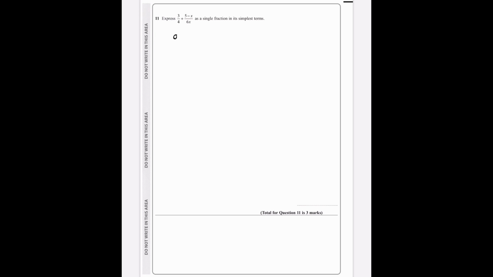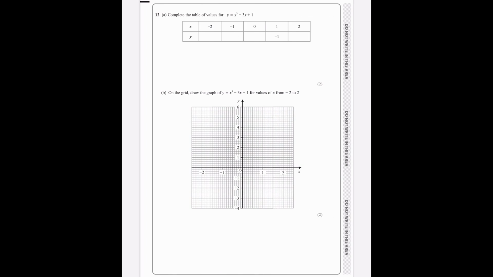Question 11, the lowest common multiple of 4 and 6x is 12x, so that's what I'm going to aim for my common denominator. If you just multiplied 4 and 6x to get 24x as a common denominator and added them, that's fine. As long as you simplify at the end, you'll be able to factorise out a 2 and cancel it. Either way, you should end up with 7x plus 10 over 12x.